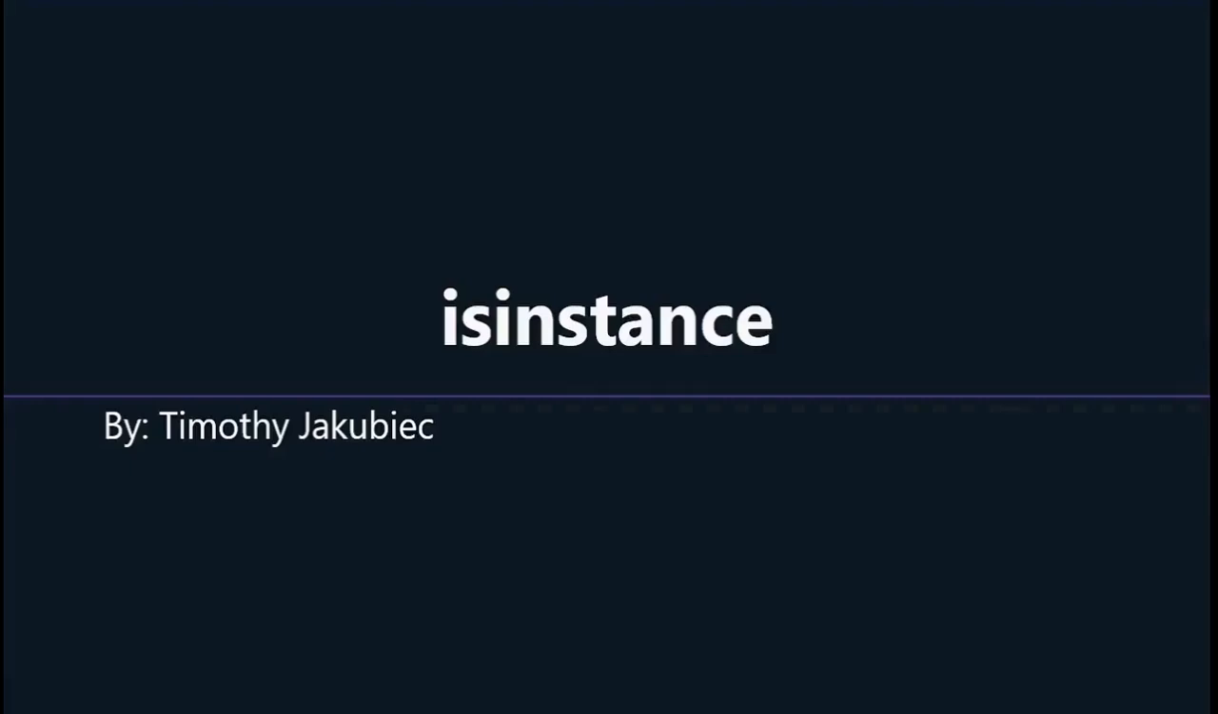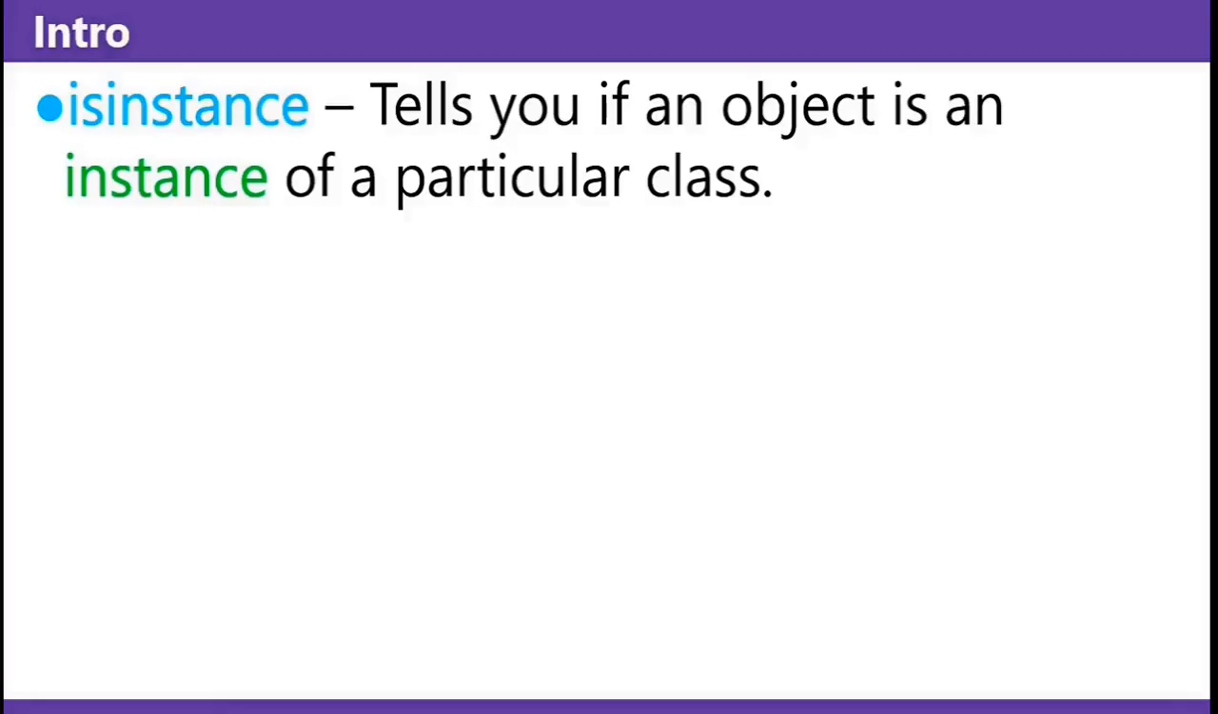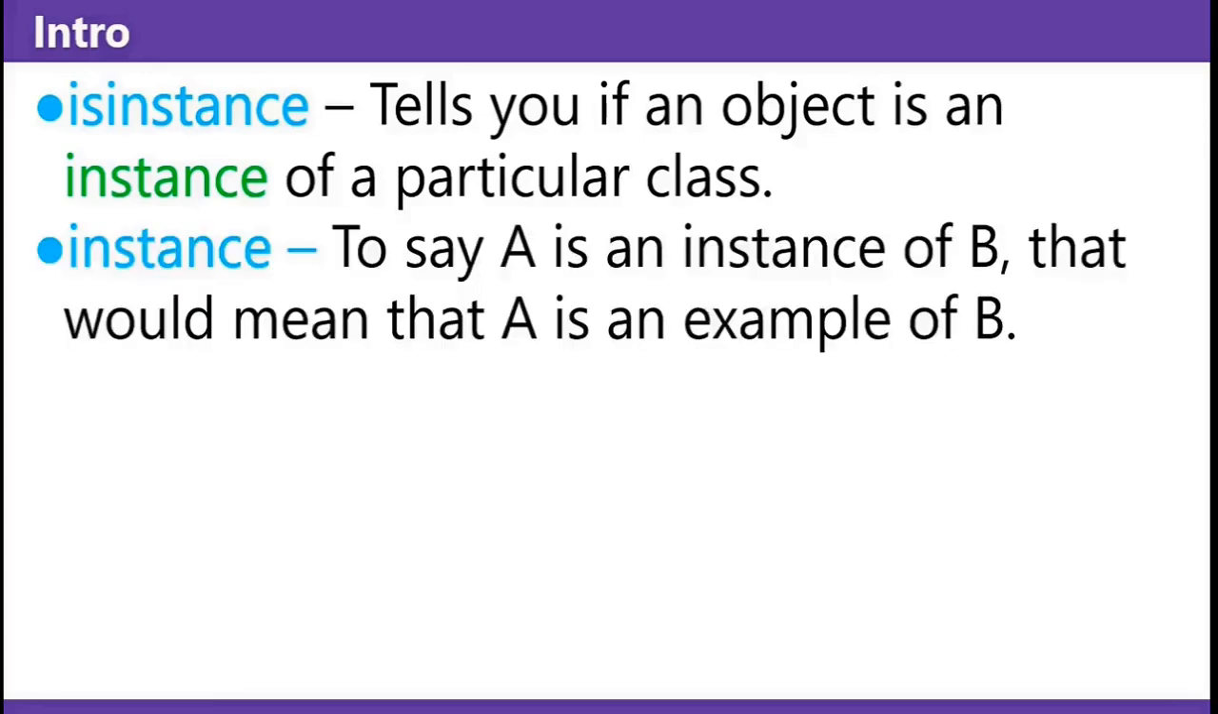Today you're going to learn about the isinstance function in Python. The isinstance function tells you if an object is an instance of a particular class. Well, what the heck is an instance? To say A is an instance of B, that would mean A is an example of B.